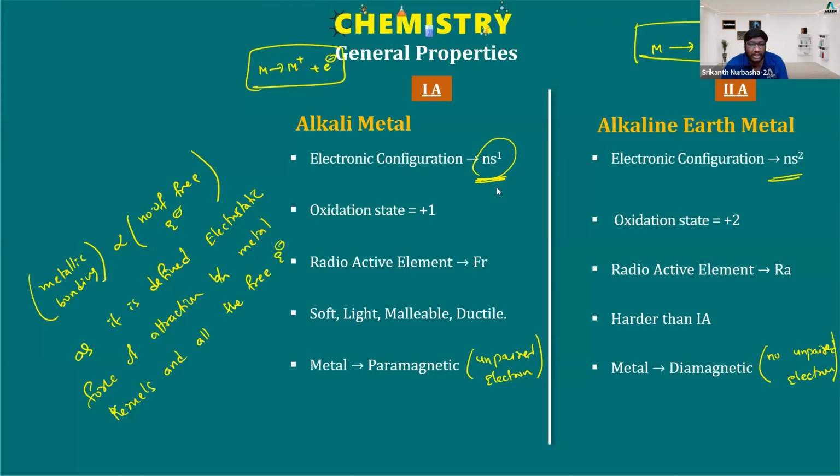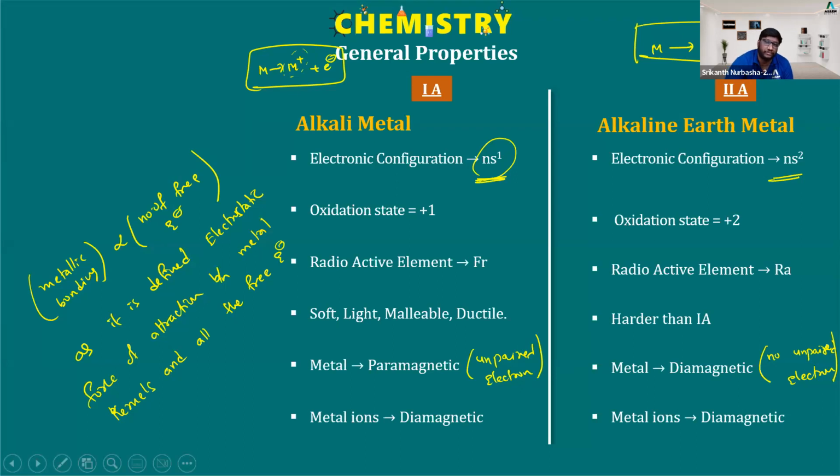If you talk of metal ions, they are diamagnetic in both cases, because the M+ ion will have the inert gas configuration, and M2+ in the alkaline earth metals will also have the inert gas configuration. Is that clear, students? Yes, right. So we will study different properties now.